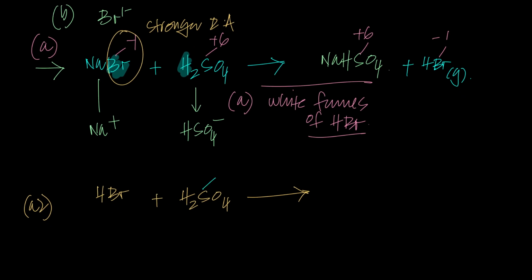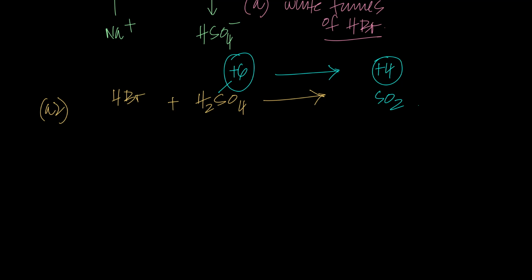It makes sure that the sulfur in sulfuric acid goes from +6. It wants to reduce it, and it can because it has stronger reducing power compared to chloride ions. So the bromide ion will make sure this sulfuric acid is reduced. And how do we know it's reduced? The oxidation number would change from +6 to +4. It forms SO2, sulfur dioxide, and sulfur dioxide is a reddish brown gas.